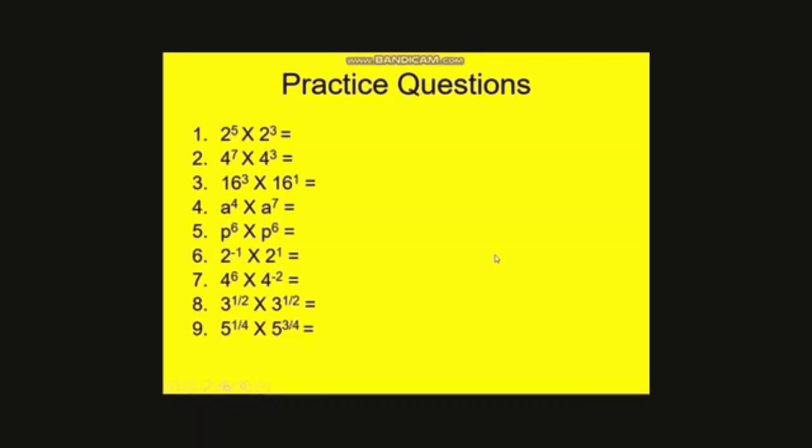So here are some for you to have a go at. So press pause, have a go. Note that I've always kept the base numbers the same for each question, but sometimes the base is a letter, and that's fine. We've also got some negative indices, so you need to remember how to add negatives and positives. We've also got some indices that are fractions. They have their own meaning, which we're not going to look at today, but you can use those rules as well. So have a go.